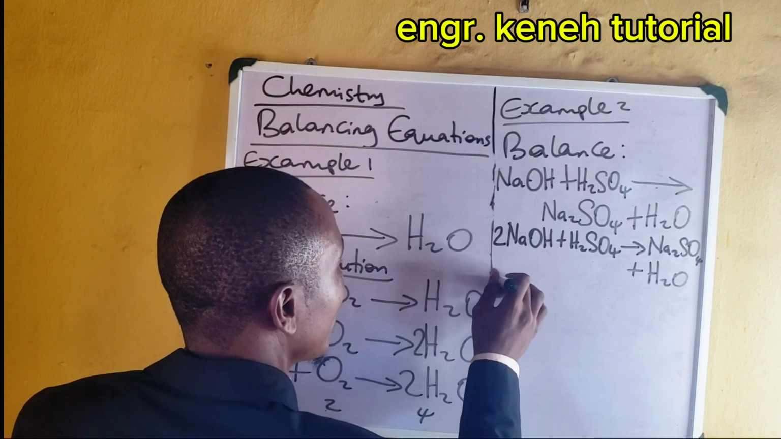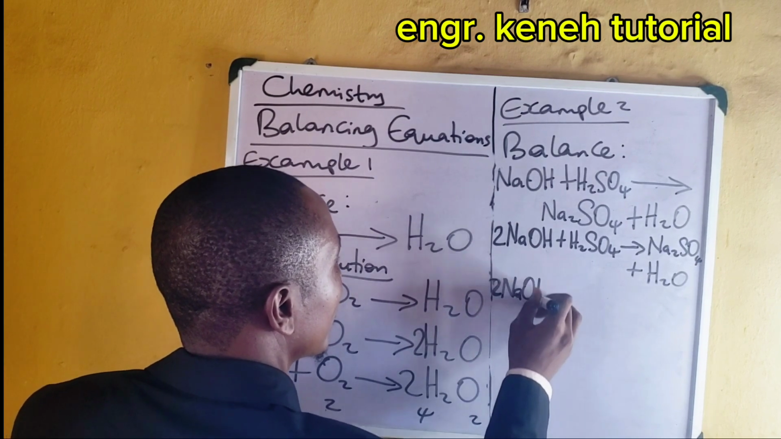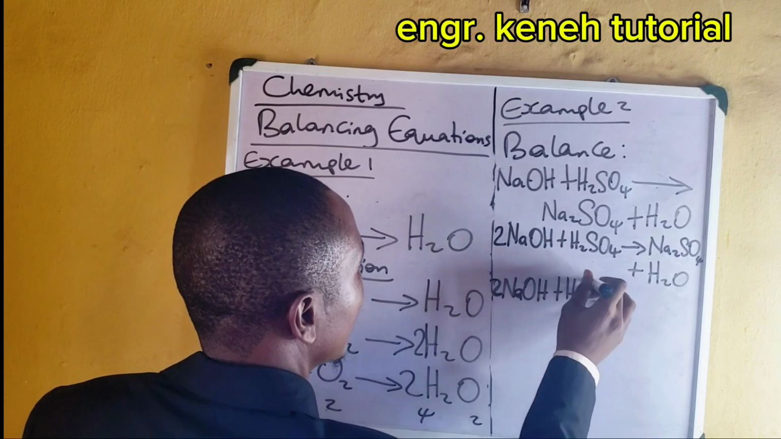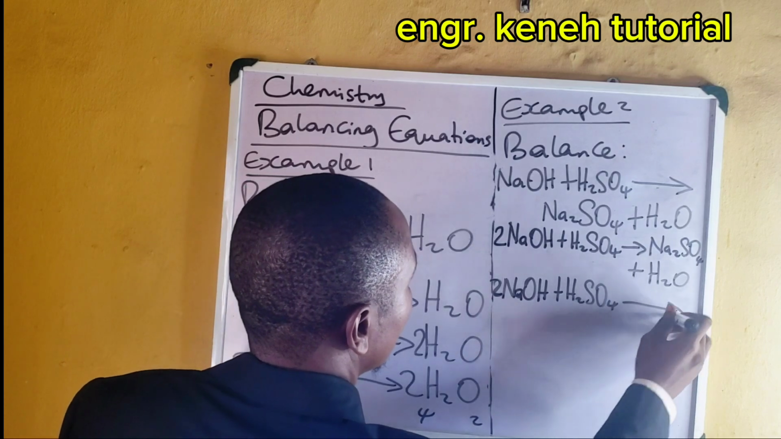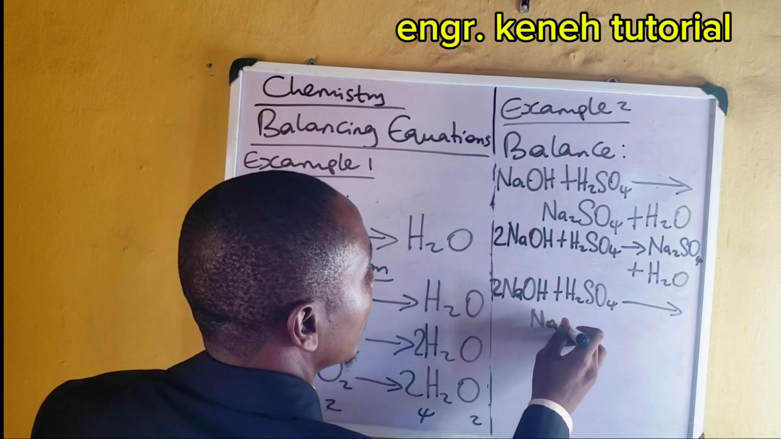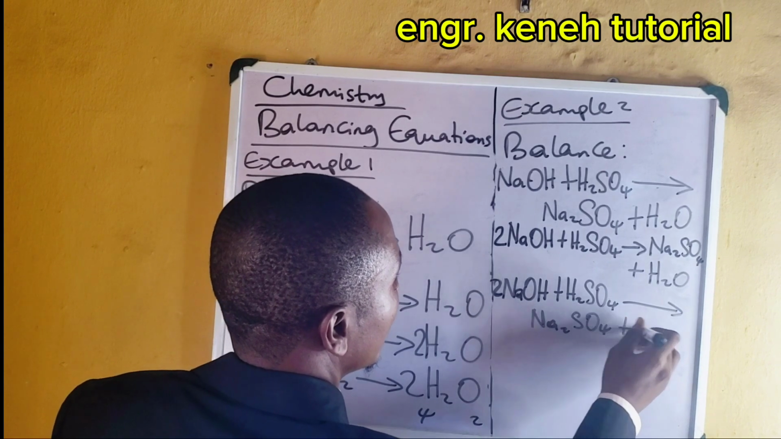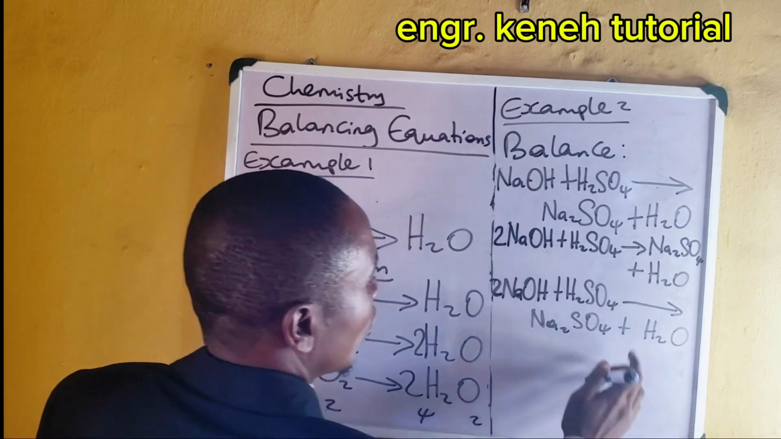So let me bring down this equation so that you see it here. But I'll put 2 here. So we have like this. You have this. I have this.